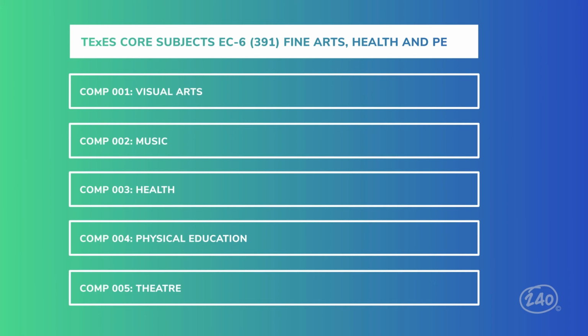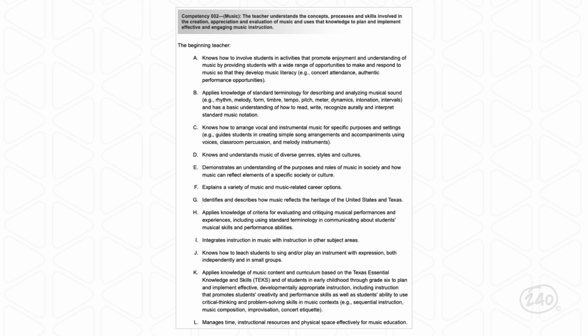Now, the Core Subjects EC-6 Fine Arts, Health, and PE consists of 5 areas called competencies. These are visual arts, music, health, physical education, and theater. That's right, this test unites painters, rockers, health nuts, athletes, and the drama club. It's a true rainbow coalition. And the descriptive statements for each of these competencies are pretty vague and might leave you feeling even more confused. But don't worry, that's where I come in.